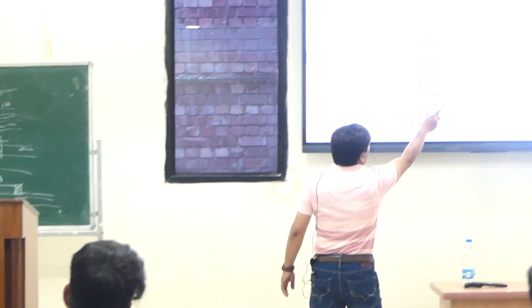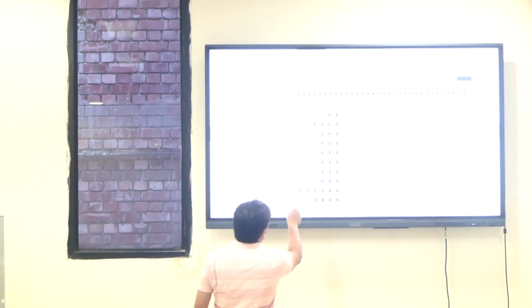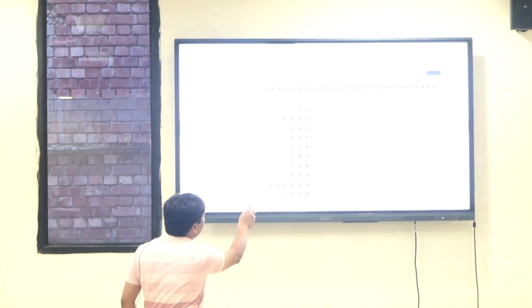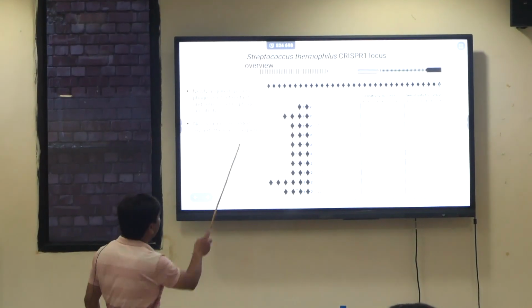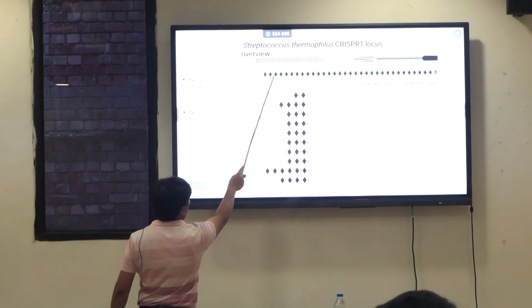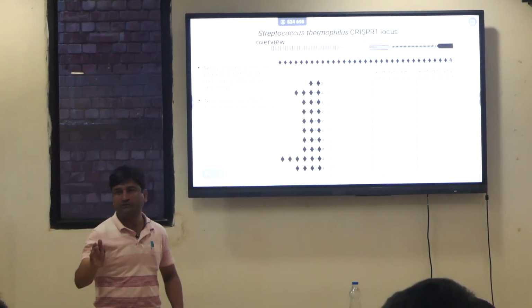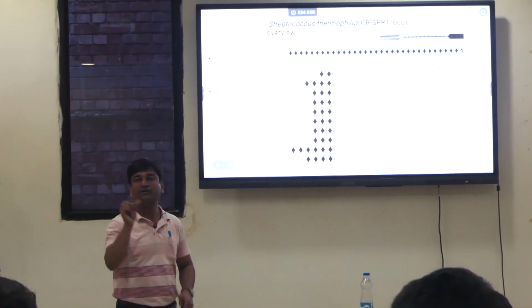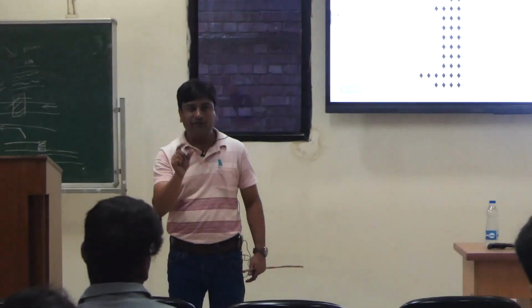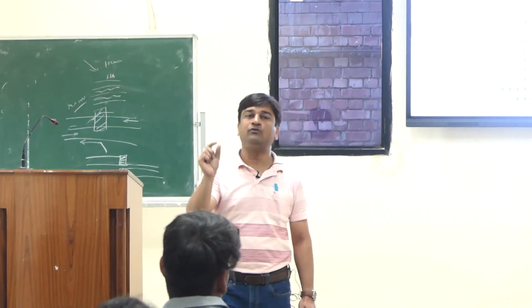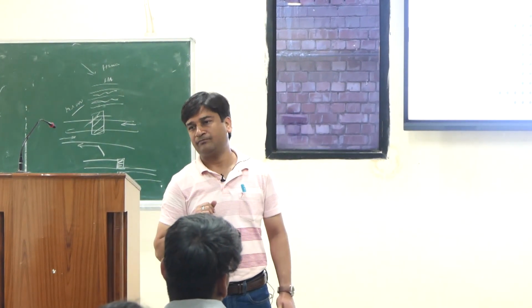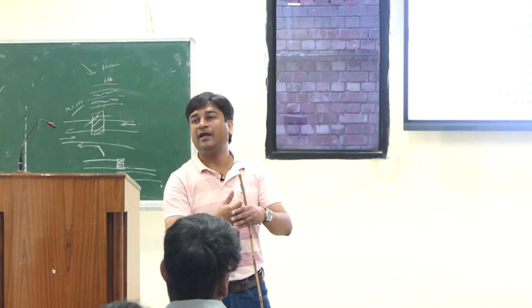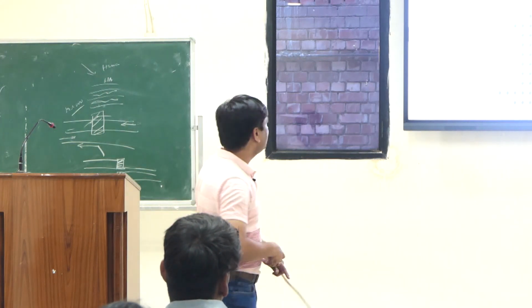So this is expanded here. You have a leader sequence, then you have repeat and spacer sequences. These diamond boxes, black boxes that you see, these are the repeat sequences, and between two repeat sequences you have a spacer sequence. That spacer sequence is the one that is going to recognize the invading pathogen. It is going to bind with the DNA sequence of the pathogen.